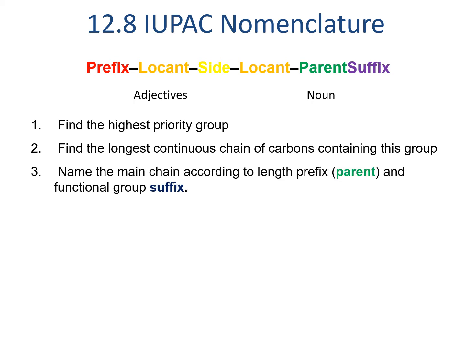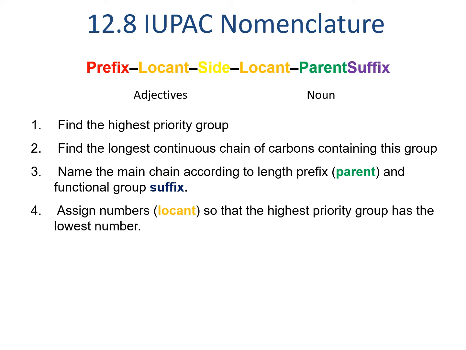Once we have the longest chain connected to the functional group, we'll give it a name that starts with a prefix that indicates the length of the main or parent chain and ends with a suffix that indicates the functional group, which is usually the end of the functional group name. Again, we've only seen alkanes that end in -ane so far, but we'll soon see alkenes that end in -ene, alkynes that end in -yne, alcohols that end in -ol, ketones that end in -one, and even carboxylic acids that end in -ic acid. So they're all going to have that ending that indicates the functional group.